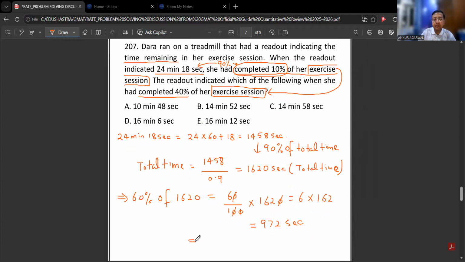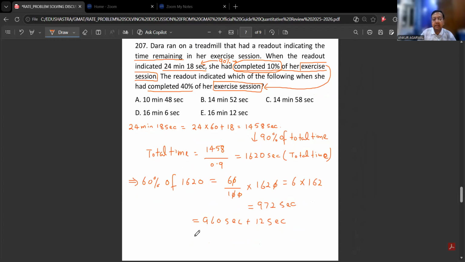And when this 972 seconds is converted into minutes and seconds, I can break this as 960 seconds plus 12 seconds. Now this is very simple: 960 seconds divided by 60 comes out to be 16 minutes, so 16 minutes and 12 seconds. And this is your answer. Option E is your answer.